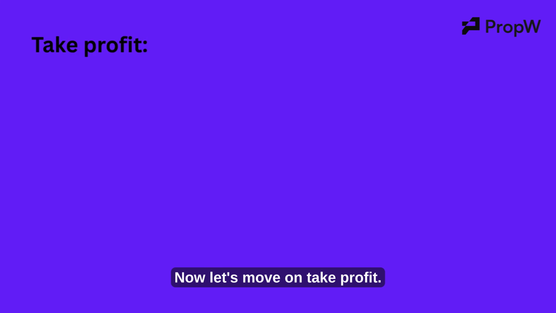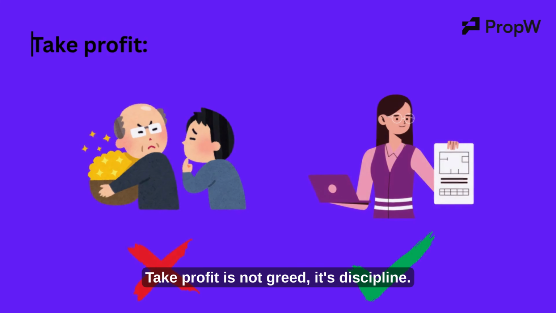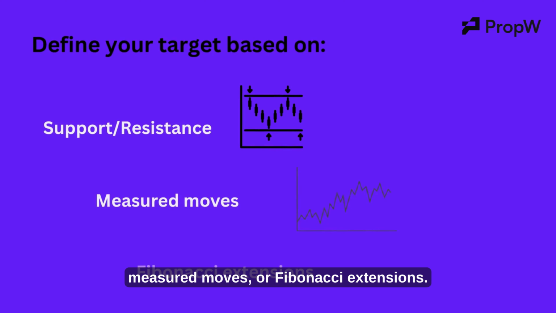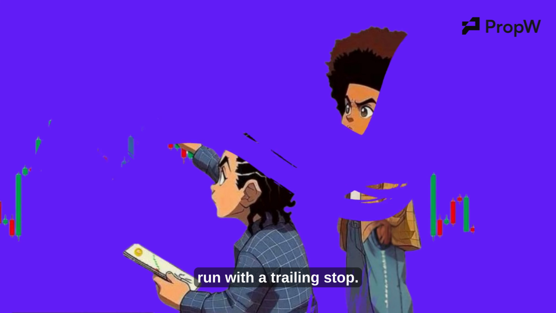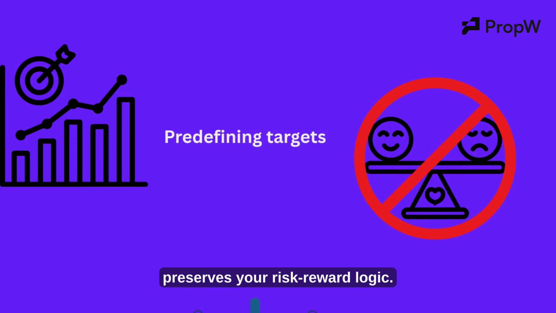Now let's move on. Take profit. Take profit is not greed. It's discipline. Define your target based on next support, resistance, measured moves, or Fibonacci extensions. Consider scaling out. Take a partial profit at the first target and let the remainder run with a trailing stop. Predefining targets removes emotional exits and preserves your risk-reward logic.